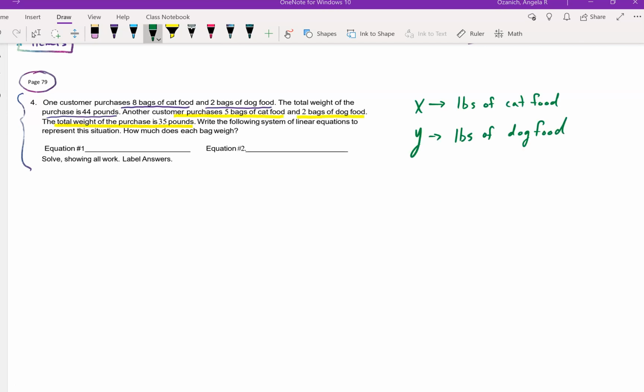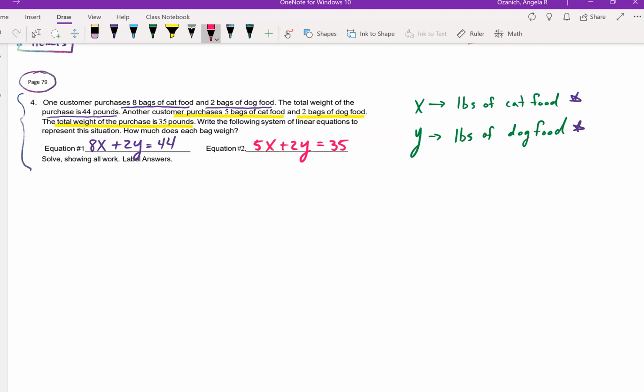All right, welcome back. So I hope you guys are even a little bit farther than I am, but I wanted to just kind of show you how I tackle a problem like this. I always underline information that goes together. So I know for my first equation it is going to be 8x plus 2y equals 44 pounds. I made X represent pounds of cat food and Y represent pounds of dog food. And again, you want to define your variables. The second customer purchased five bags of cat food and 2 bags of dog food, and the weight there was 35.